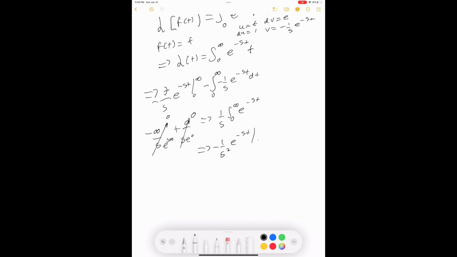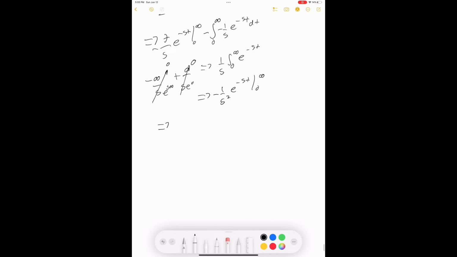So now we're going to have 1 over s, because s is a constant, right? The integral from 0 to infinity of e to the negative st, giving us negative 1 over s squared, e to the negative st from 0 to infinity, e to the infinity. 1 over e to the infinity is going to be 0. 1 over s squared is going to be 1 over s squared, giving us a final answer of 1 over s squared as the Laplace transform of t, not Lagrange, Laplace.